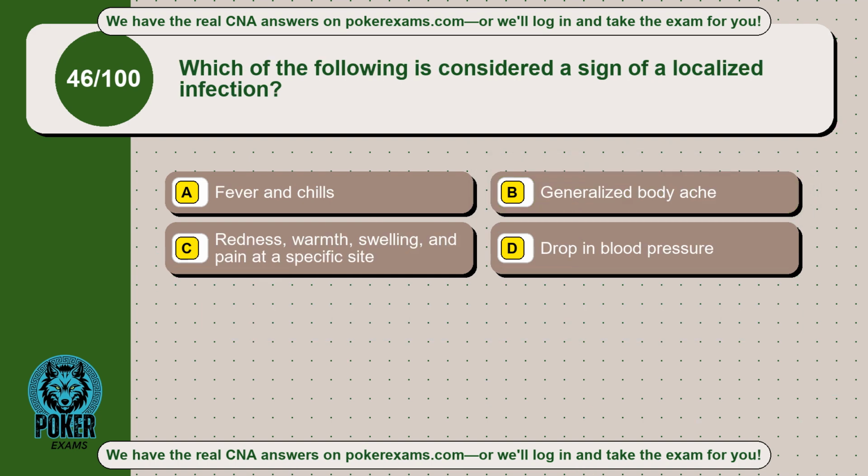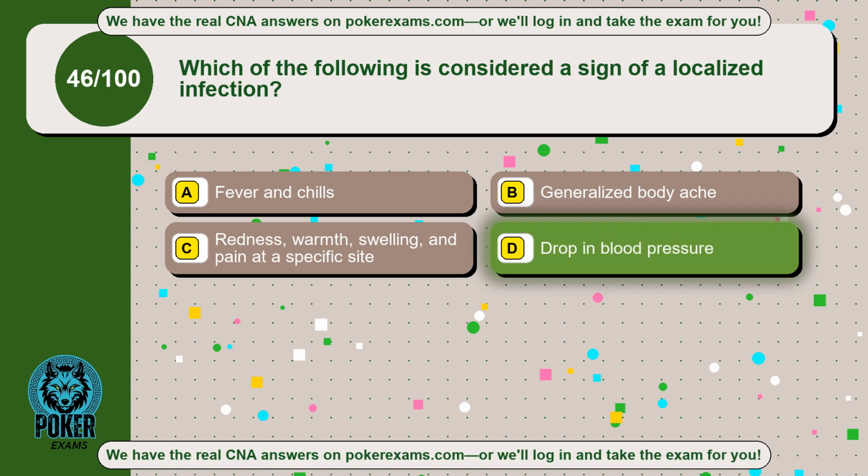Question 46. Which of the following is considered a sign of a localized infection? Option A. Fever and chills. Option B. Generalized body ache. Option C. Redness, warmth, swelling, and pain at a specific site. Option D. Drop in blood pressure.